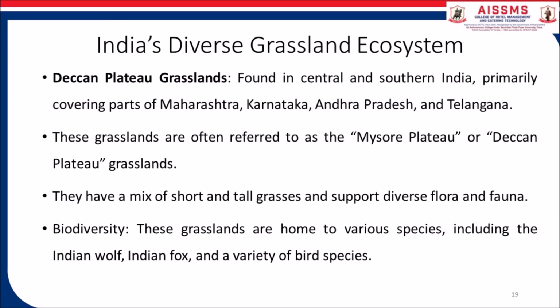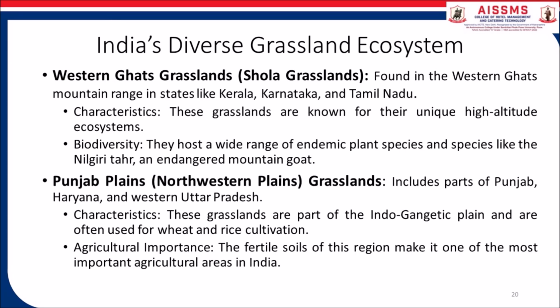They have a mix of short and tall grasses and support diverse flora and fauna. The biodiversity of these grasslands includes various species such as the Indian wolf, Indian fox and a variety of bird species as well. Now let us move to the western part of India, the Western Ghats grassland, also popularly known as Shola grassland.